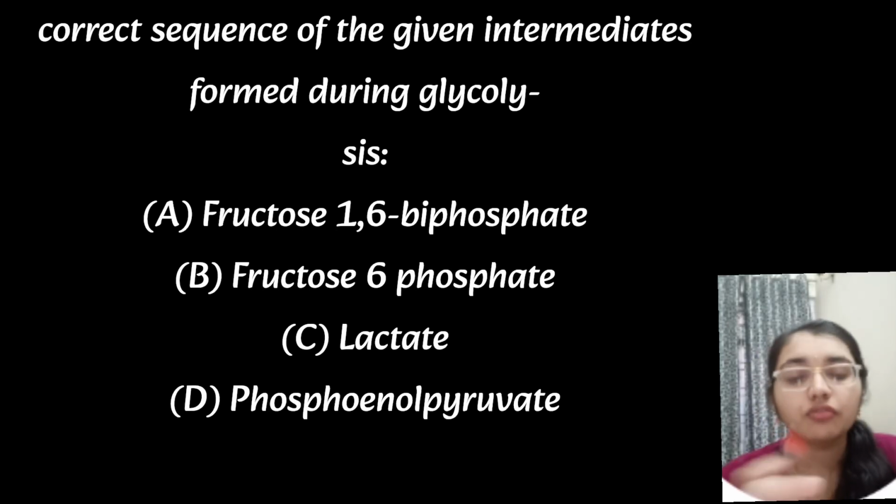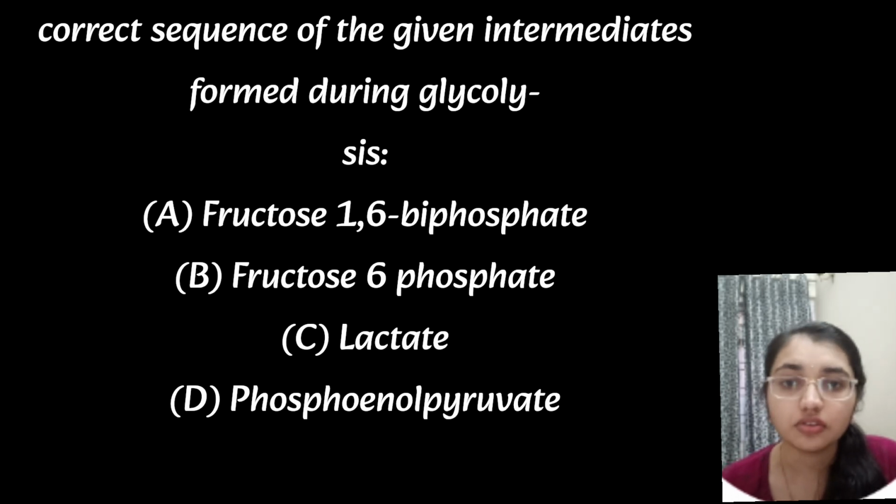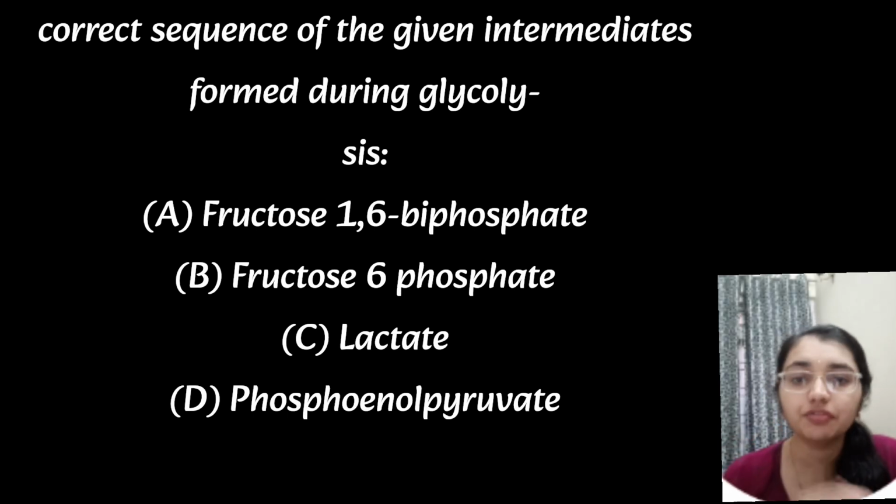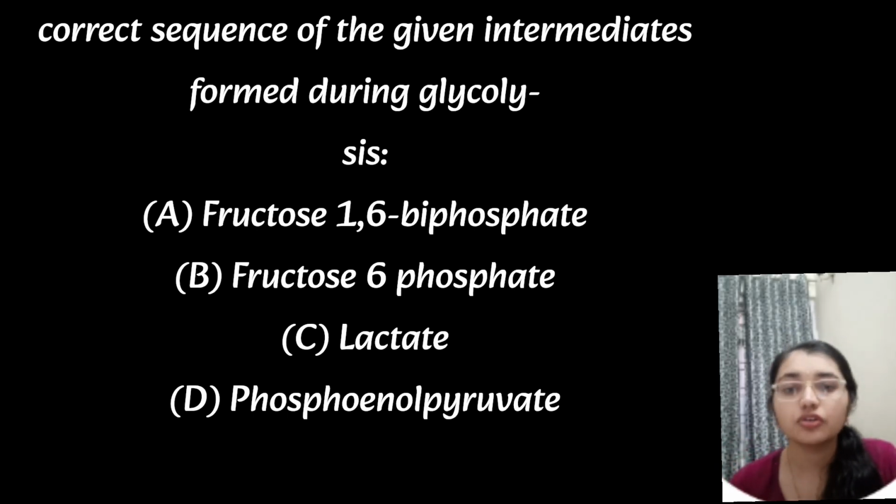Next, we have to identify the correct sequence of the given intermediates during glycolysis. Fructose 1,6-bisphosphate, and we have to arrange them. So first is fructose 1,6-bisphosphate, then fructose 6-phosphate, lactate, and phosphoenol pyruvate. We have to tell which is the correct sequence. So first is A, that is fructose 1,6-bisphosphate, then fructose 6-phosphate, then phosphoenol pyruvate, and then finally the lactate. So A, B, C, D and C, this is the correct order.